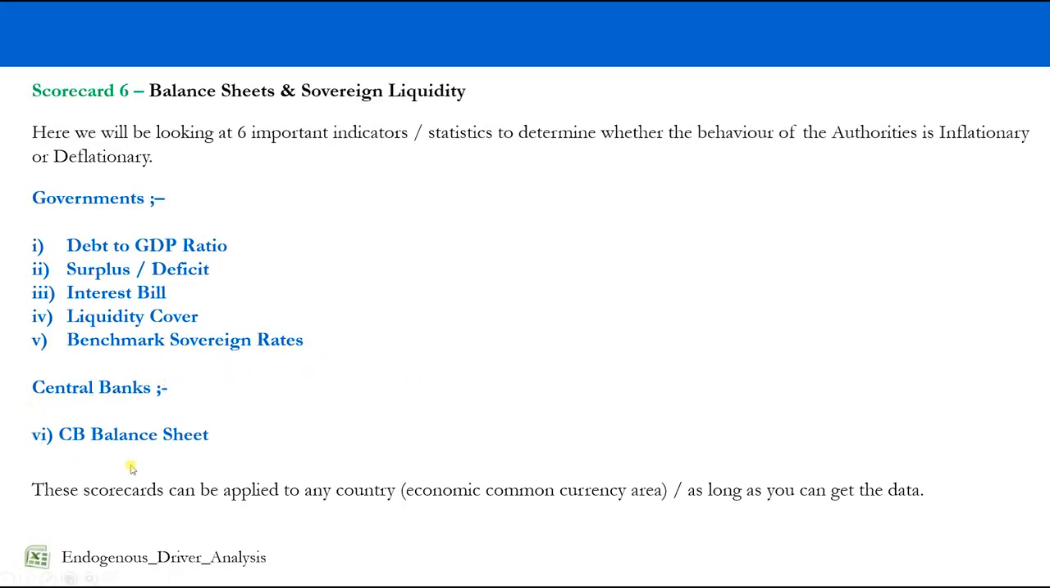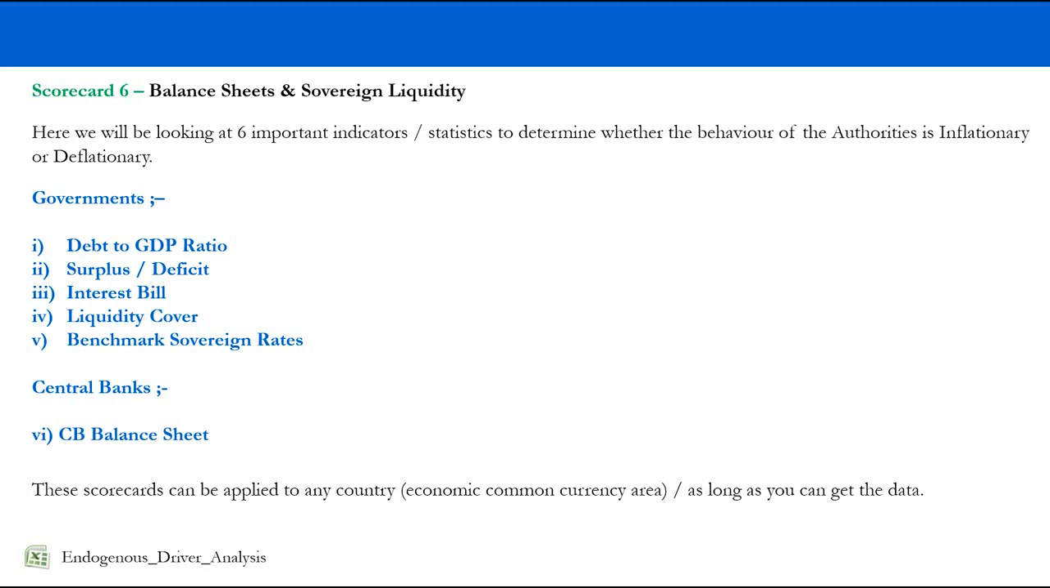With central banks, we're going to be looking specifically at the central bank's balance sheet. Overall, we can scorecard for each one of these and get an overall scorecard for central authority behavior. That gives us a gauge on the behavior as to whether it's inflationary or deflationary overall on an endogenous basis. Now, these scorecards can be applied to any country or economic common currency area as long as you can get the data.